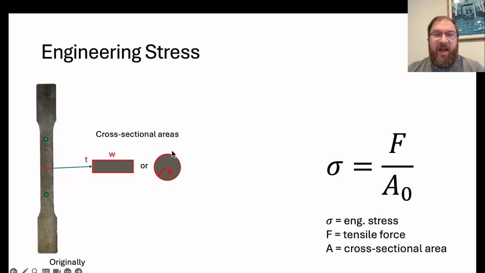So that could be one. We could also have a circular cross section with a radius r. With either one of these, we can easily calculate the cross-sectional area by the area of a rectangle, W times T, or the area of a circle, pi times r squared. These are two easy ways we can get this original cross-sectional area. And since it's the original, we don't have to do this during the test in most cases. We can just rely on the original cross-sectional area and then the force at any given time point.